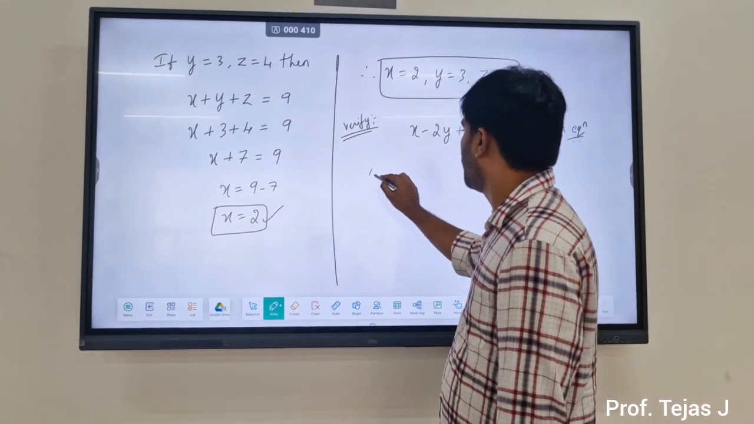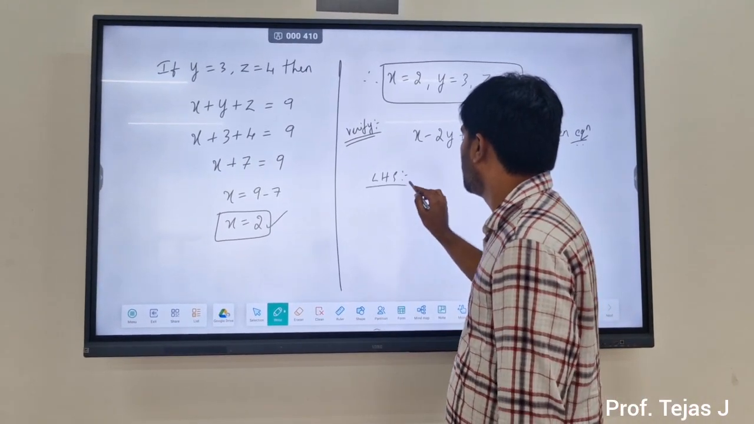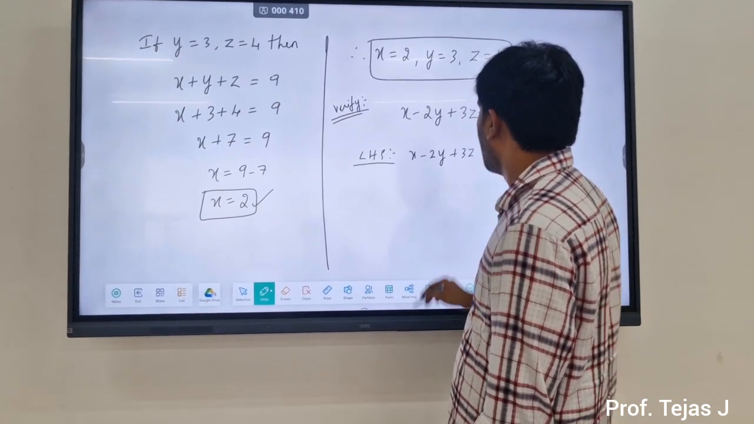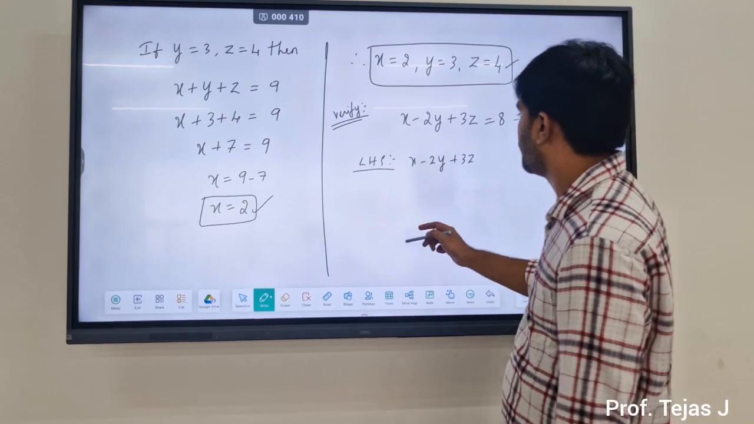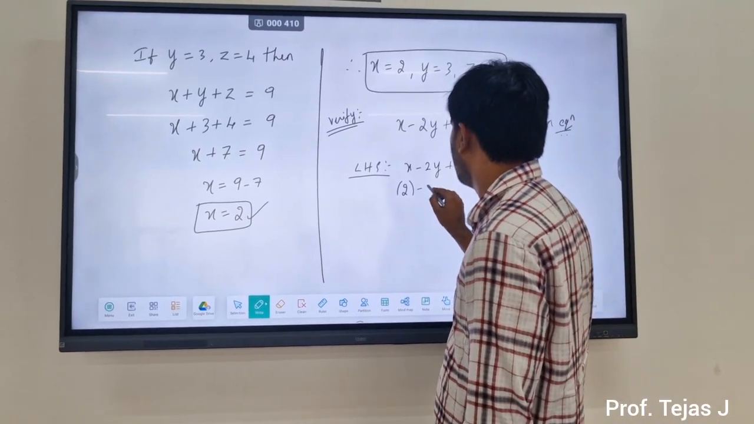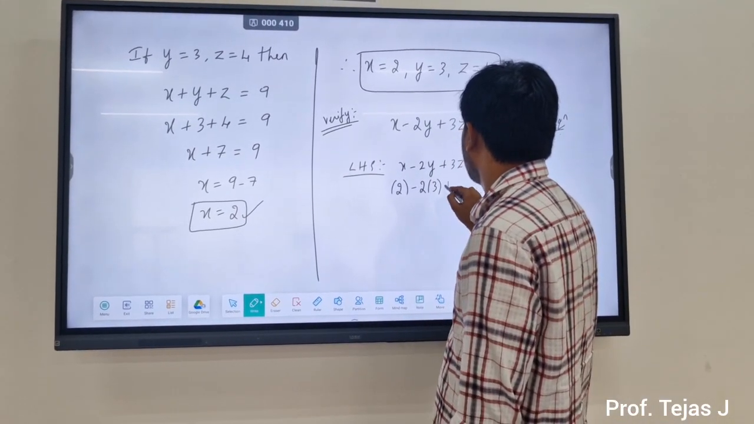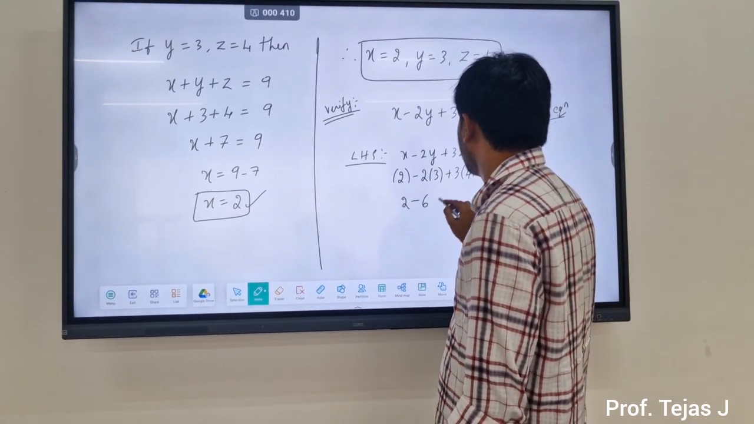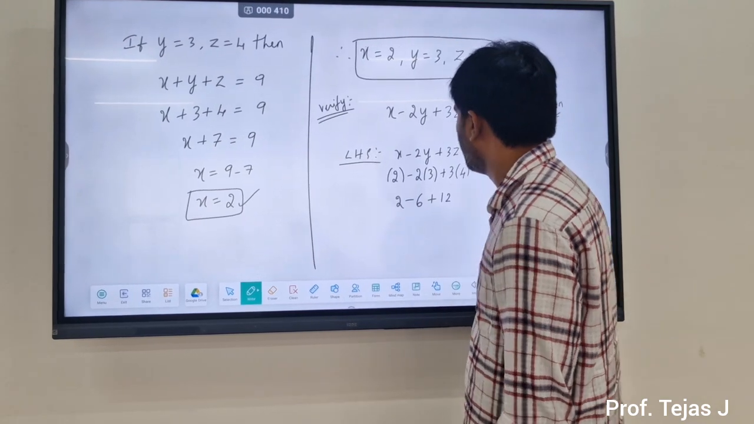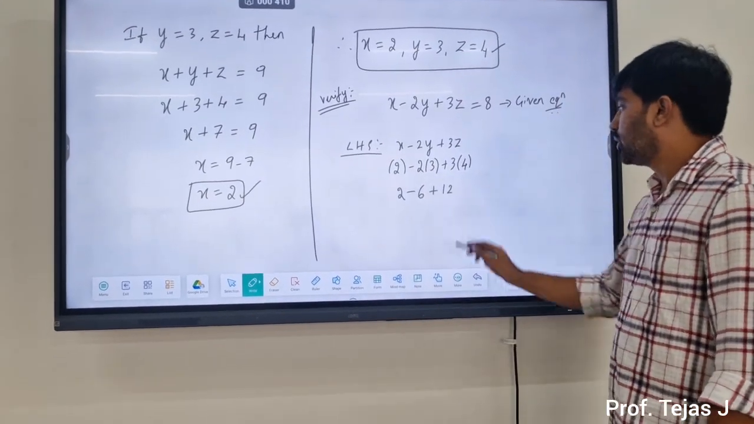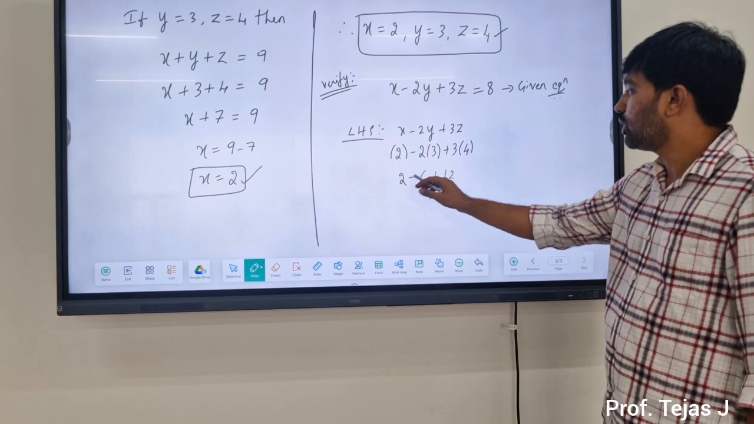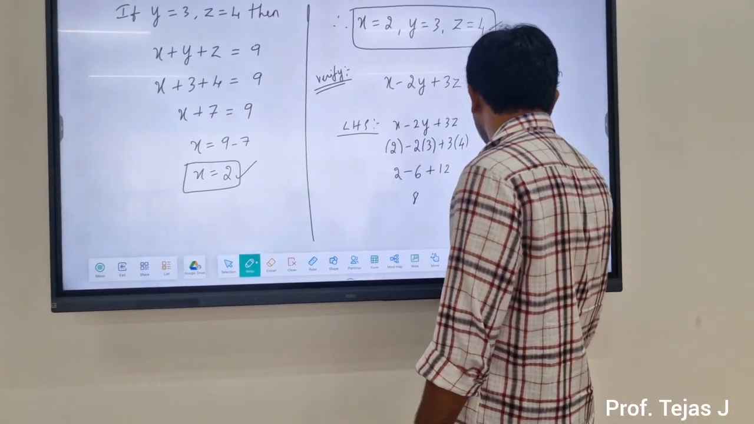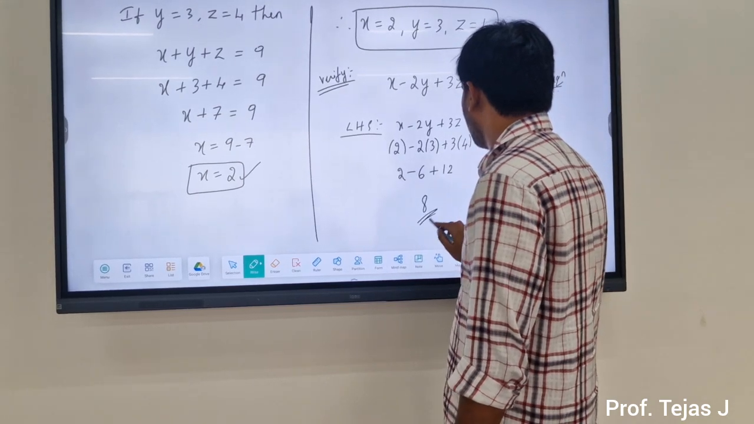So let's take the left hand side of the equation, x minus 2y plus 3z. Apply all the three values of x, y, z. So x is 2, y is 3 and z is 4. So this value will be 2 minus 6 plus 12. If you do the addition and subtraction, 12 plus 2 is 14, 14 minus 6 will be 8. You will have a value of 8.